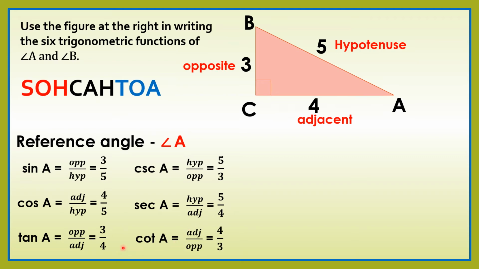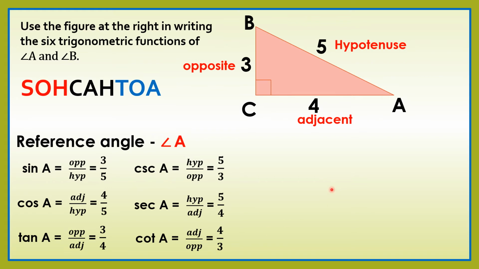Next is the reciprocal of tangent A, which is cotangent A. And that is equal to adjacent over opposite. Kasi ang tangent A natin ay opposite over adjacent. So, reciprocal nito ay adjacent over opposite. At ang ating adjacent ay 4. At ang ating opposite ay 3.